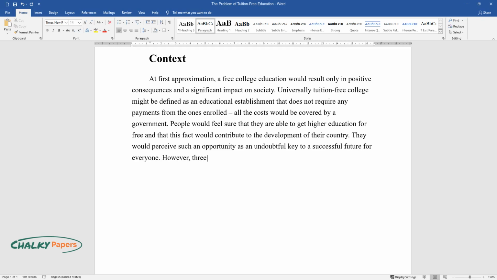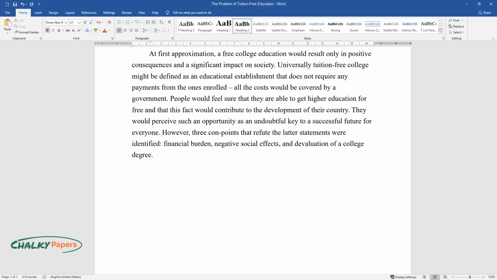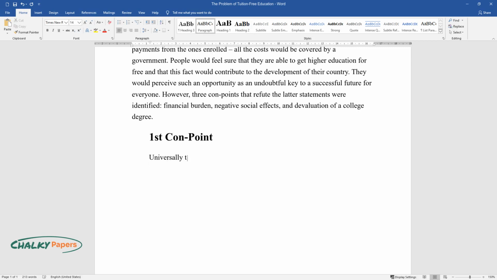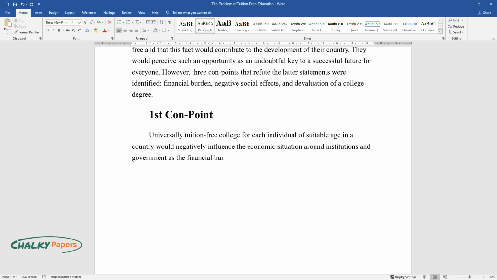However, 3 points that refute the latter statements were identified: financial burden, negative social effects, and devaluation of a college degree. First point. Universally tuition-free college for each individual of suitable age in a country would negatively influence the economic situation around institutions and government, as the financial burden would occur.